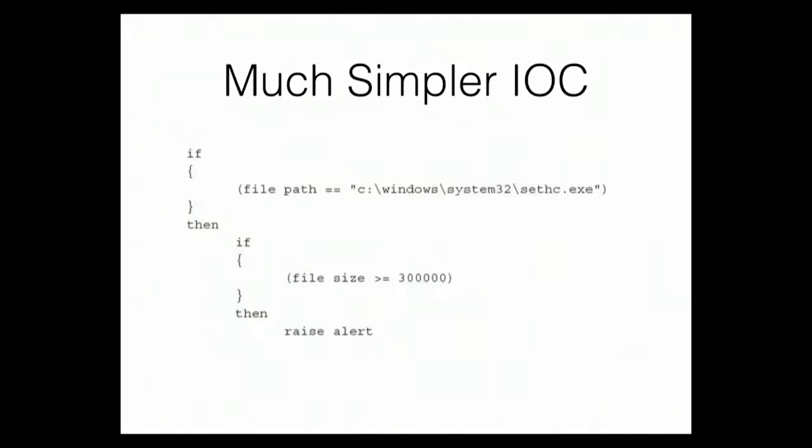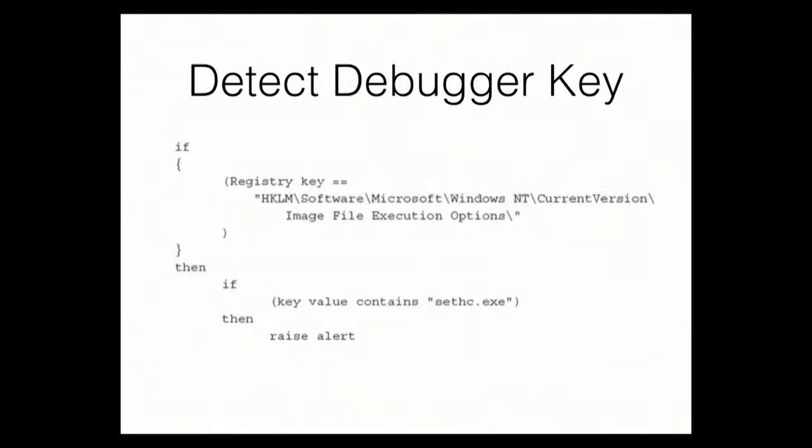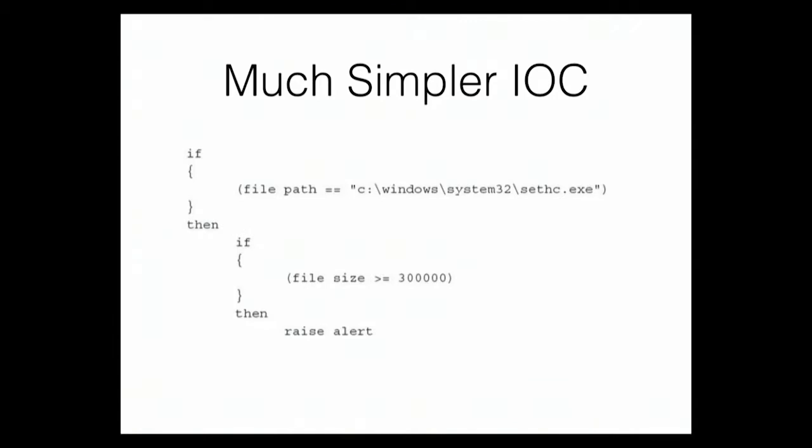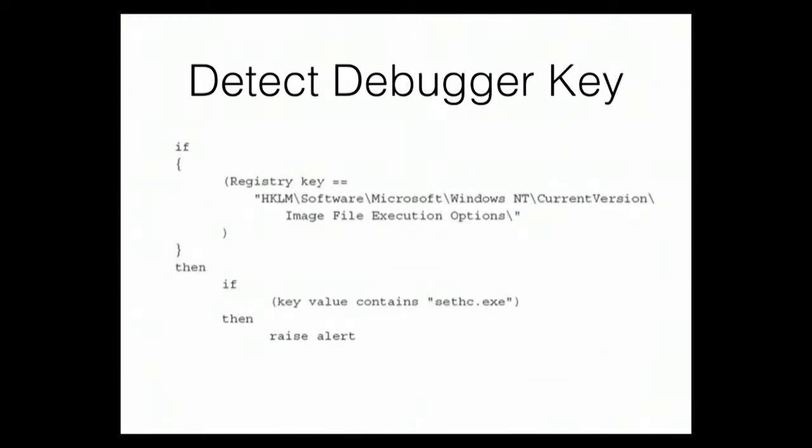If sethc is just bigger than it should be, then something bad is going on here, and we should raise an alert. That's probably a lot better. It's faster and easier for your scanner to perform, and it gets the job done. And that's the way you got to think. There was a misspelling in the quiz for that.